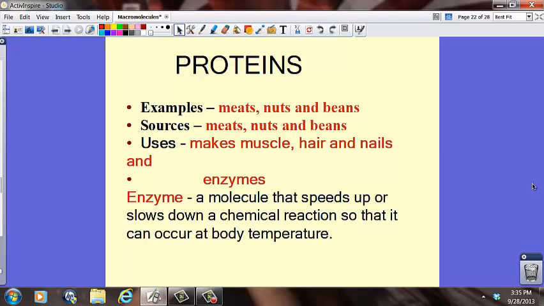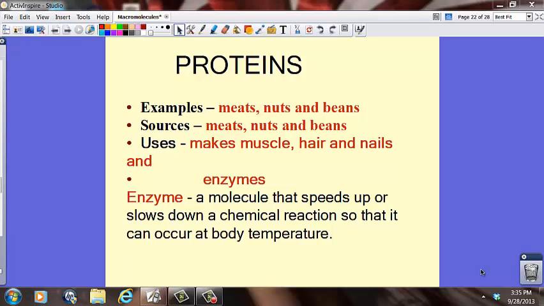All right, so the last macromolecule we're going to talk about is proteins. A good example of proteins are meats, nuts, and beans. Of course, the sources are the same, and we use them oftentimes to make muscles, hair, nails, and enzymes. And when I say an enzyme, I mean a molecule that speeds up or slows down a chemical reaction.